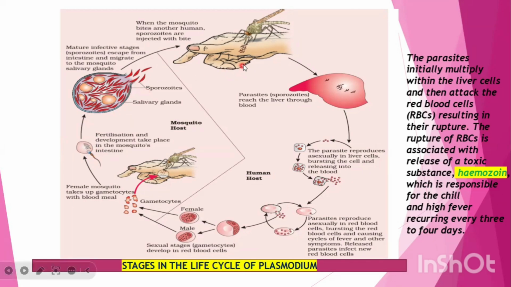So students, it is very clear that sporozoites enter from mosquito to human body, and gametocytes enter from infected human to mosquito body. So this is the way the life cycle completes.